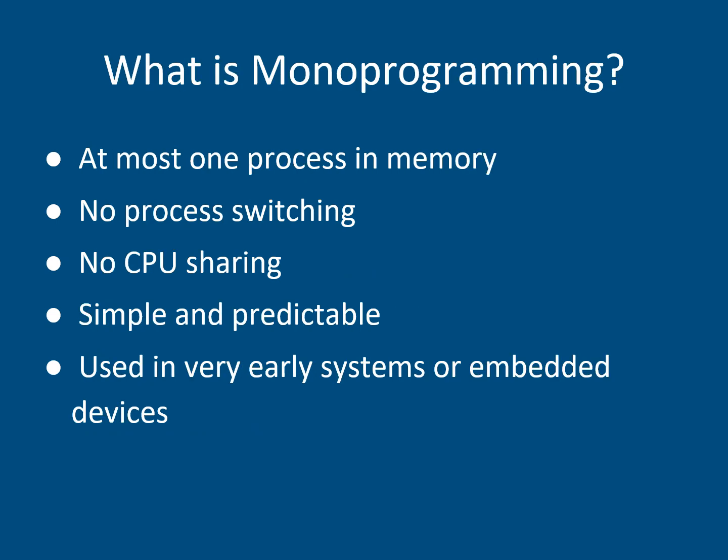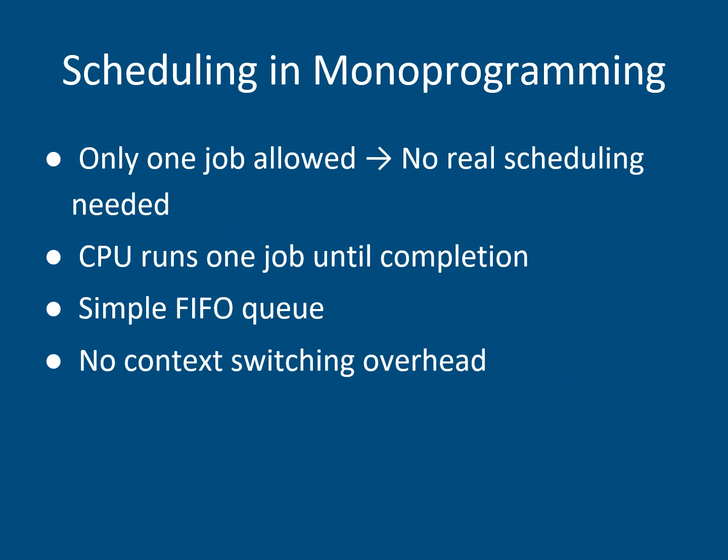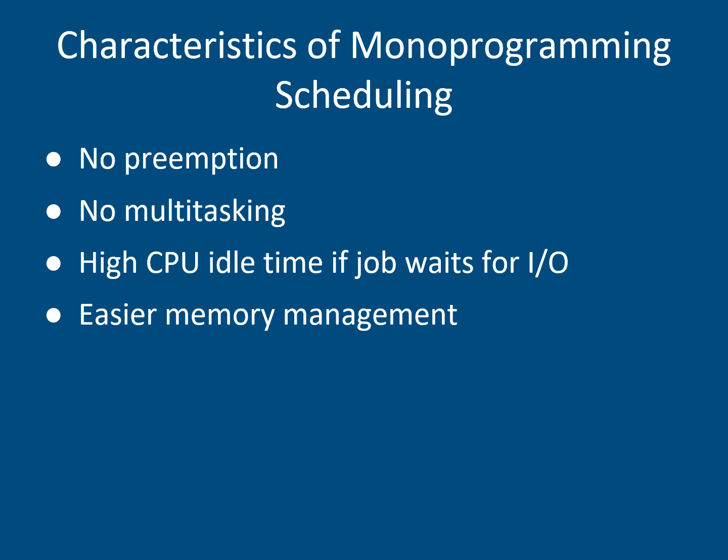What is monoprogramming? In monoprogramming, only one process exists in memory at a time. No preemption or switching. Now let's look at scheduling in monoprogramming. Since one job is present, CPU scheduling is very simple. Only one job, so a FIFO queue, no process replacement and no context switching. This means that whichever comes first runs first with no interruption. Characteristics of monoprogramming scheduling are no preemption, no multitasking, and high CPU idle time if the job waits for I/O.